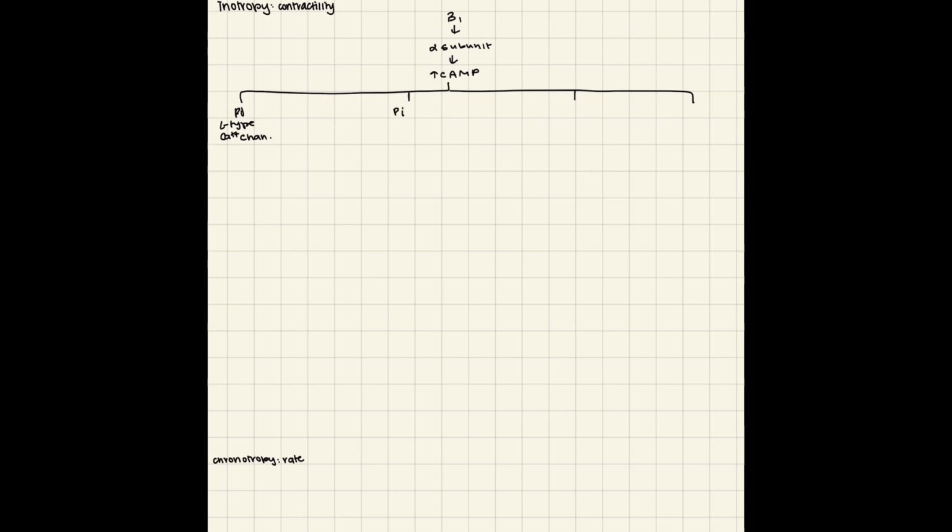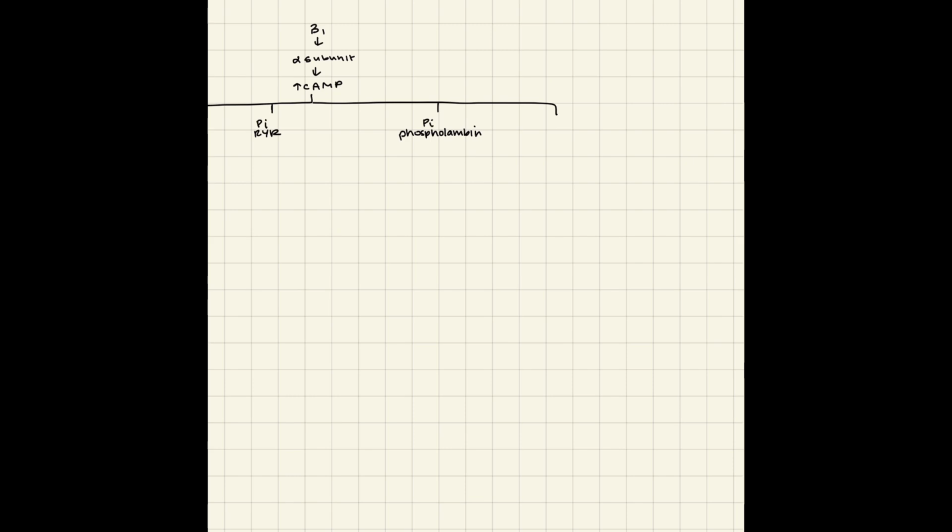We can phosphorylate the ryanodine receptor. We can phosphorylate something called phospholamban. And we can phosphorylate troponin. And in this specific case, we're actually phosphorylating troponin I.